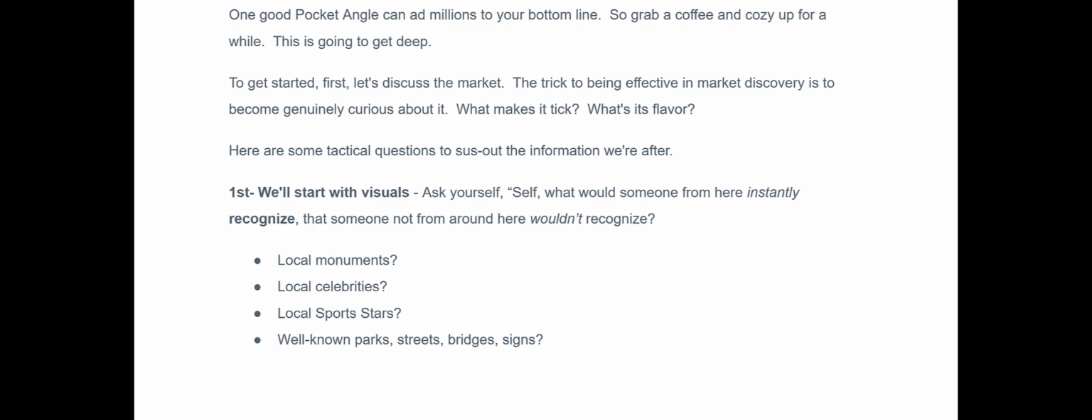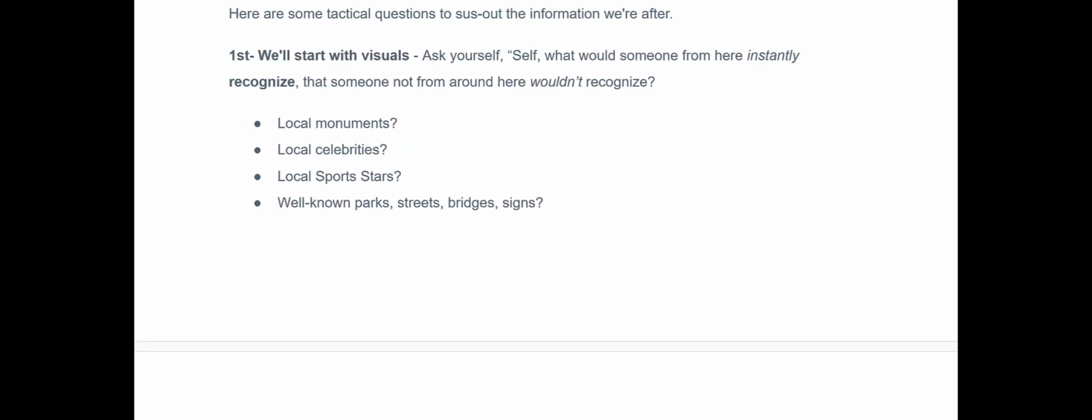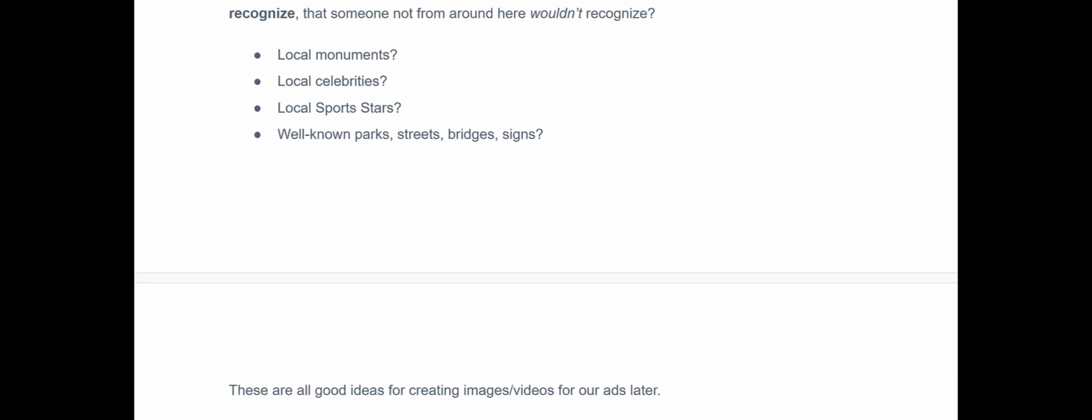Because that's going to accomplish everything that we've talked about in this module so far, just by effectively identifying one of these local, unique elements in your market. The more recognizable the monument or street or celebrity or sports or any of these things, the better the pocket angle overall. So think hard about what you can create there.